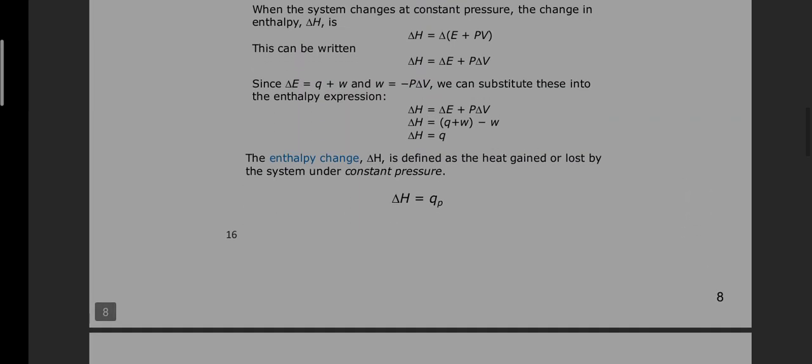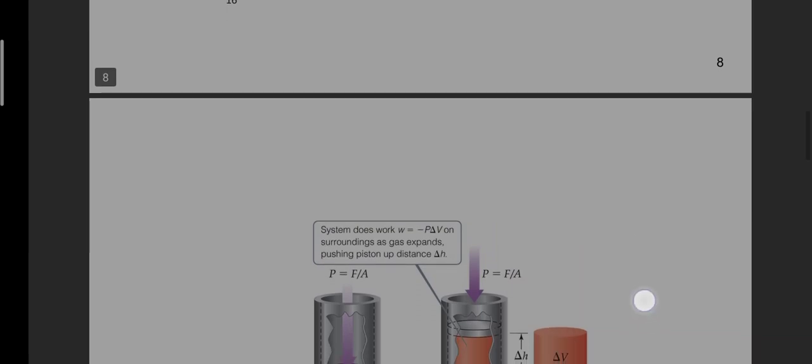Since del E is equal to Q plus W, and W is equal to minus P del V, we can substitute these into the enthalpy expression, from where del H is equal to Q. The enthalpy change del H is defined as the heat gained or lost by the system under constant pressure. Del H is equal to Qp.